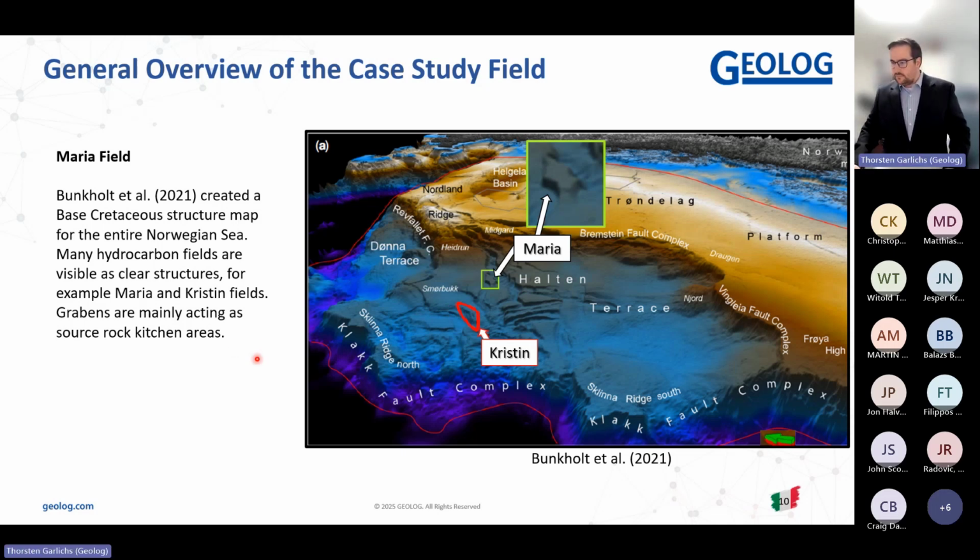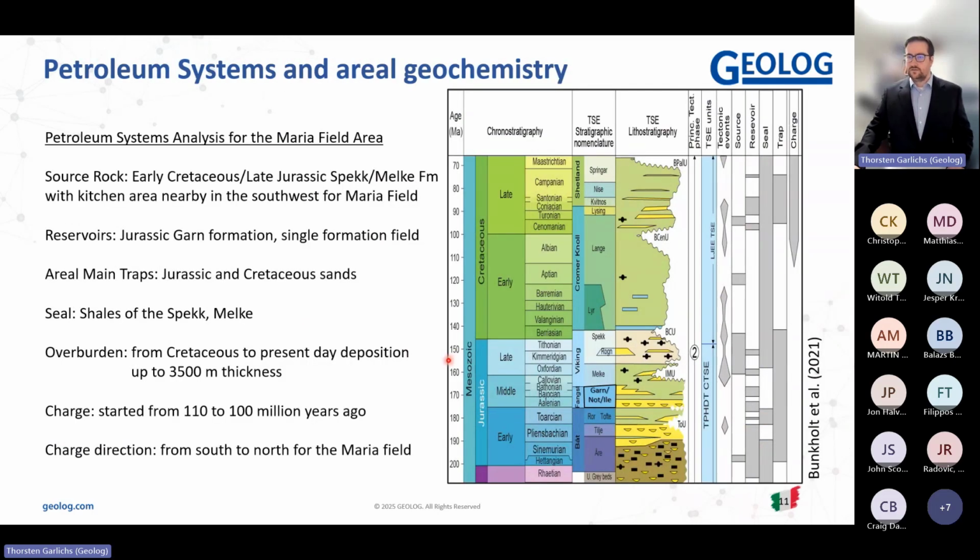The one thing we can add here as well is the potential kitchen areas, the grabens surrounding the fields. And now we go also to the petroleum systems analysis for the Maria field. On the right side, you see the main source rock is the Spekk formation or Melke formation. The reservoir is the Garn formation for the Maria field.